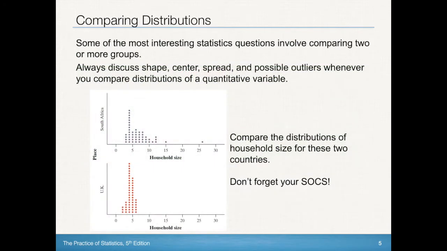So if we took a look at an example like this, and we're talking about household sizes in two countries, households in South Africa and households in the UK, and you were asked to describe this in terms of SOCS. Well, if we take a look at the shape first, what I see in South Africa is something that is generally skewed to the right. I know that because I have some outliers present there, probably at about 26. That 15 one might be an outlier, so I wouldn't be concrete about it, but I'd say certainly the potential existence. But outside of that, for the most part, that data is skewed to the right.